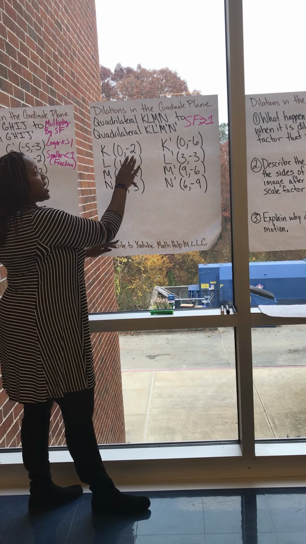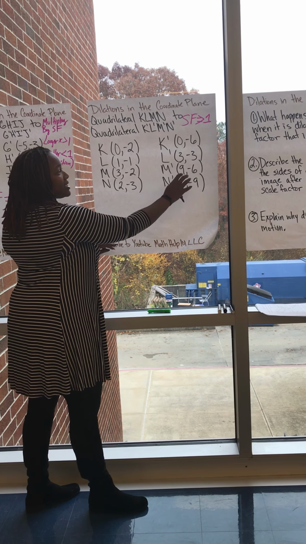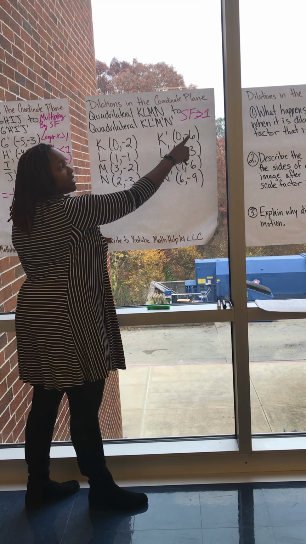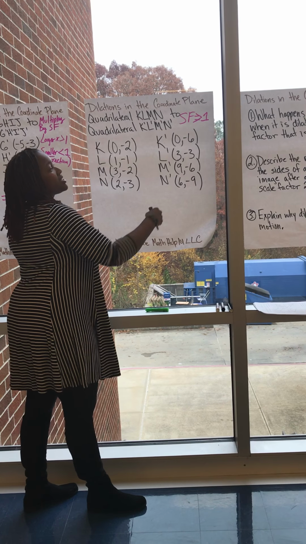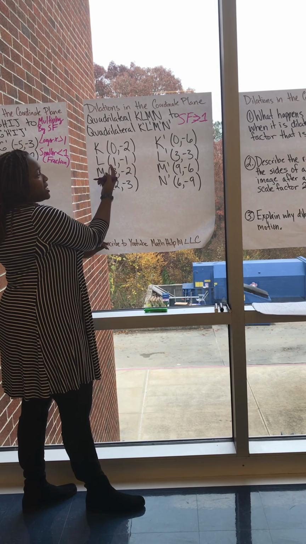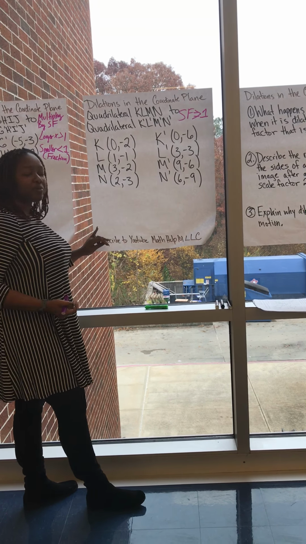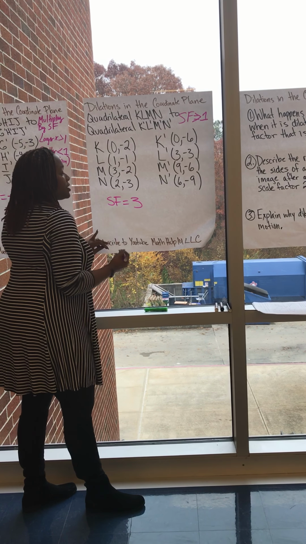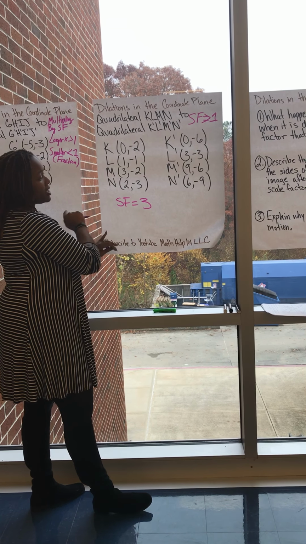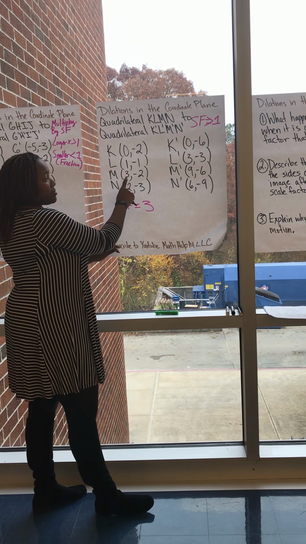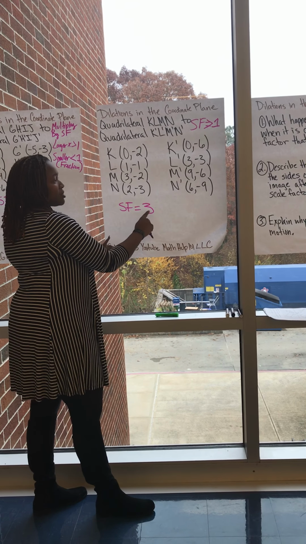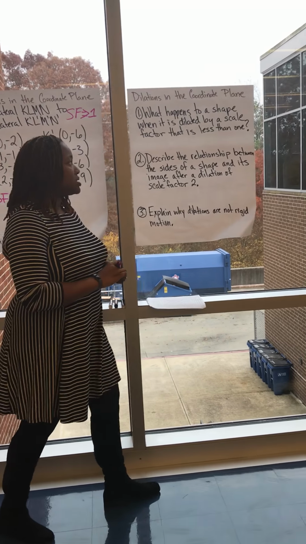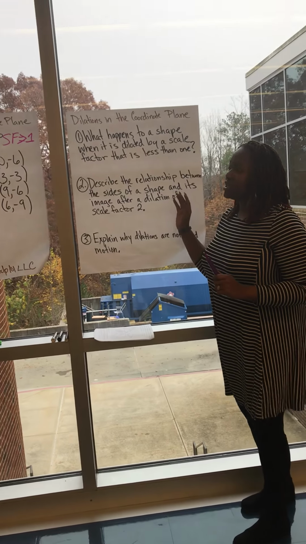So what number should I multiply these numbers by to get my post image? Well, let's see. -2 times what will give me -6? Well, 3. So if we multiply these numbers by 3, does it work for all of my points? Absolutely. So we have a scale factor that is greater than 1, and it's getting larger, so I know that my scale factor is 3. 3 times 3 will give me 9. -2 times 3 will give me -6. So that works here.